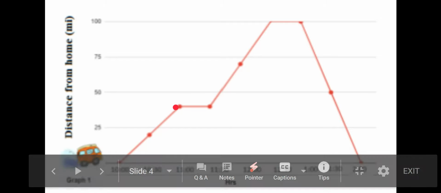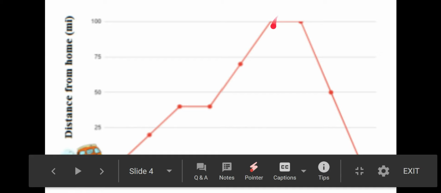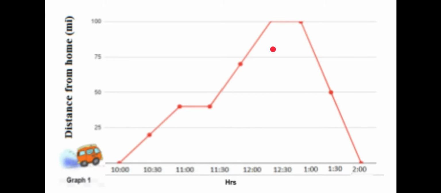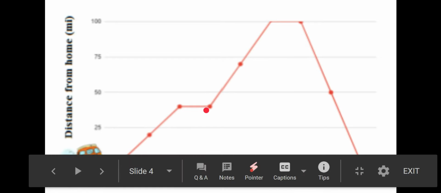of this segment versus the steepness of this segment. Keep in mind that the steeper the line, that shows that the vehicle is covering more distance in a shorter period of time. So how about these horizontal lines?